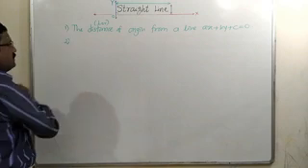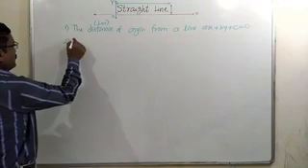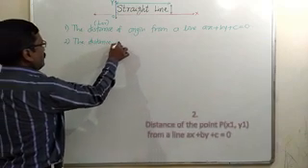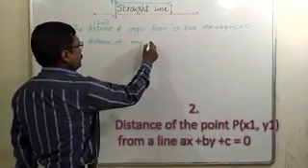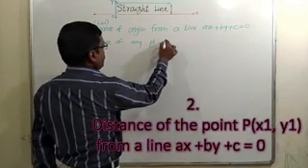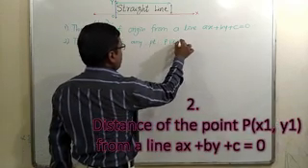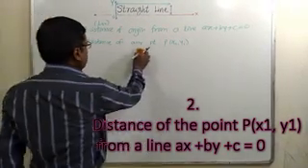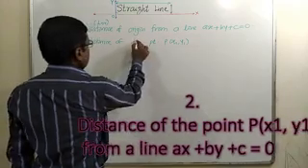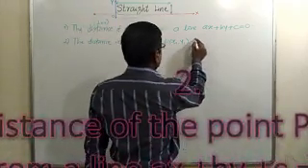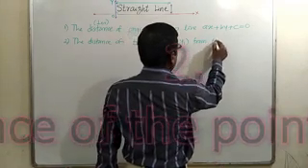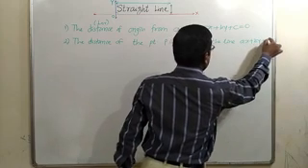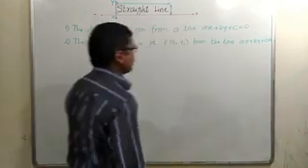Then second point, the distance of any point P x1 y1. It's not any point particularly we are taking, so we will consider the distance of the point P x1 y1 from the line ax plus by plus c equal to 0.